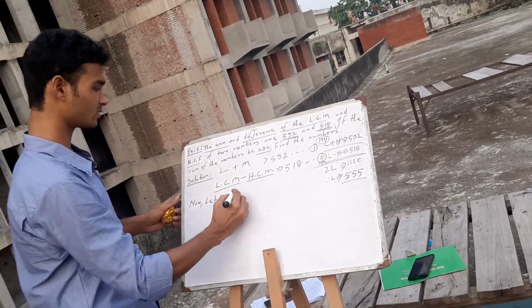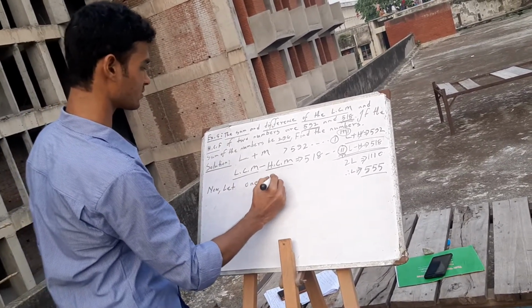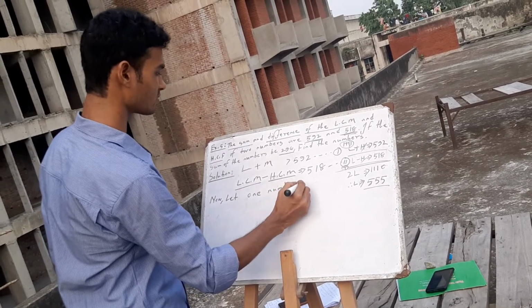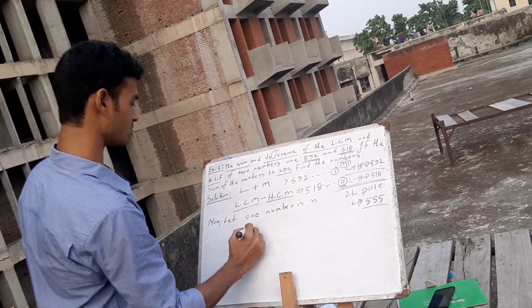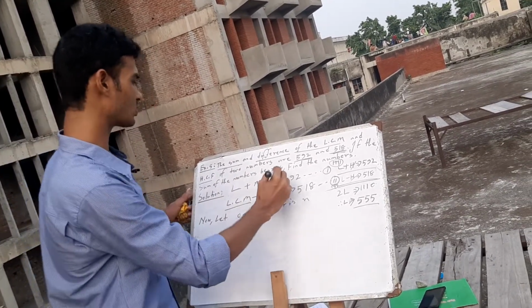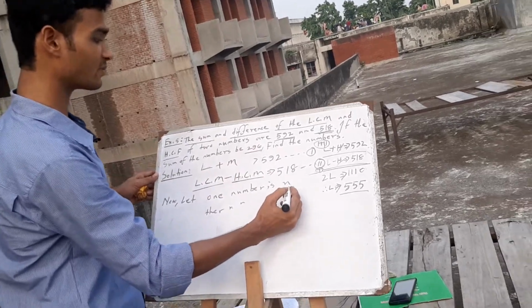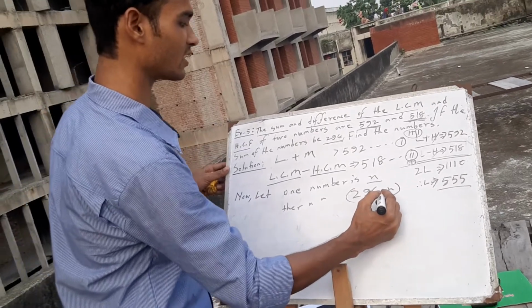Let one number be X. The other number will be, since the total of the numbers is 296, 296 minus X. If one number is X, then the other number will be 296 minus X.